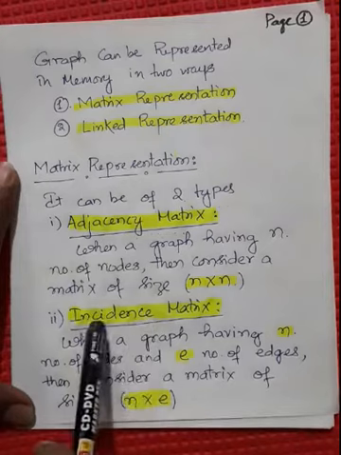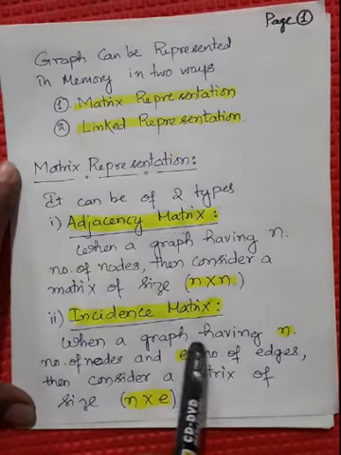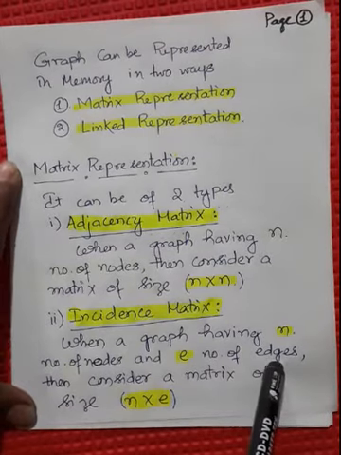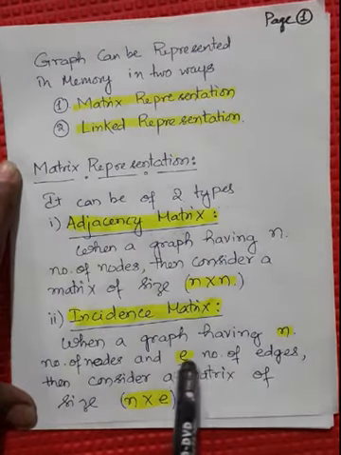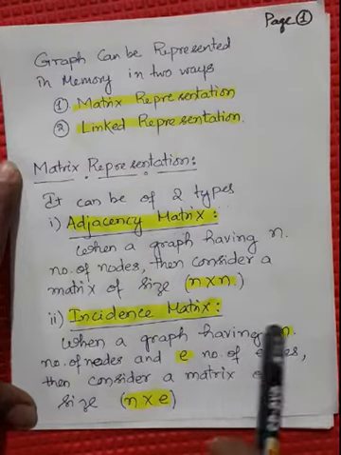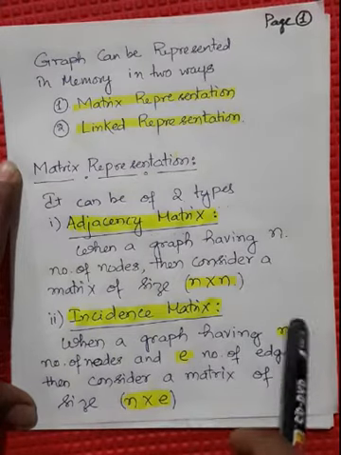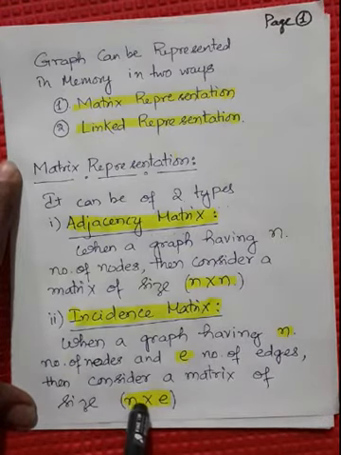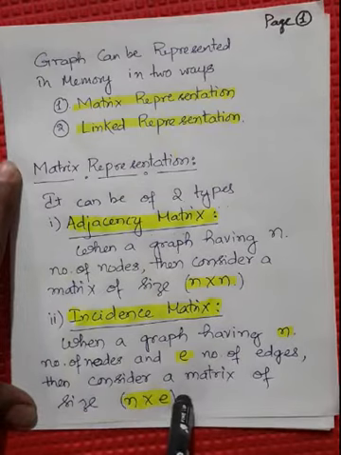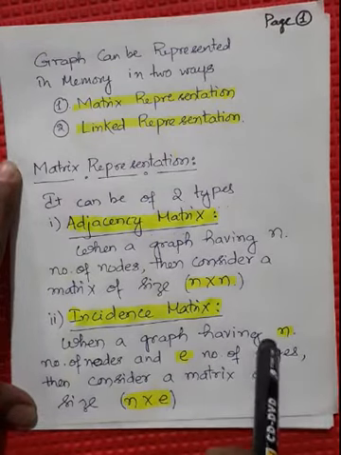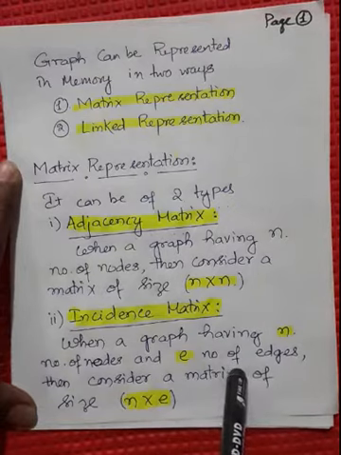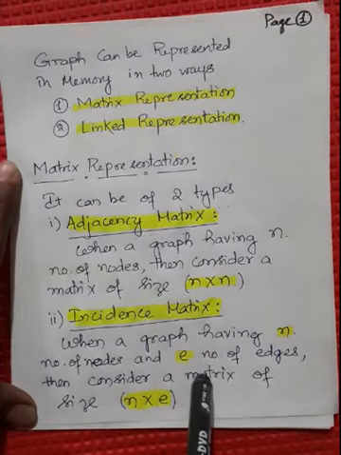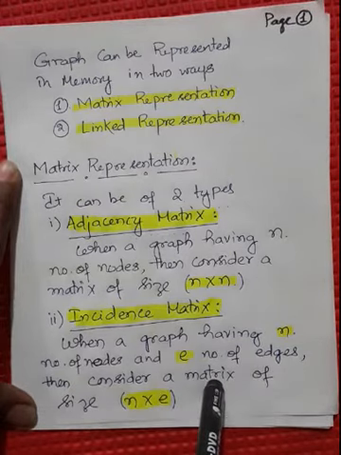The second way of representation is the incidence matrix. When a graph has n nodes and e edges, both counts are required. When n nodes and e edges are there, we can take a matrix of size n cross e. Suppose there are 4 nodes and 6 edges, then 4 into 6 will become the size of the matrix, which is called the incidence matrix.